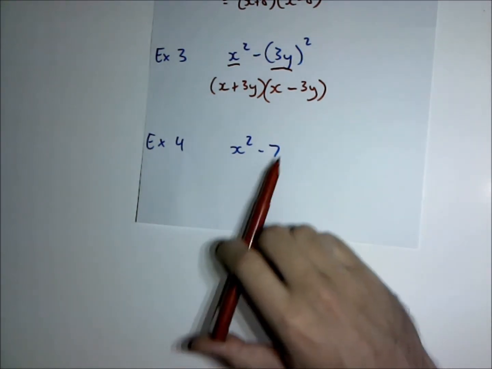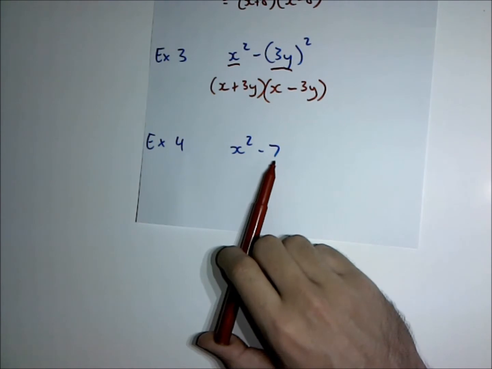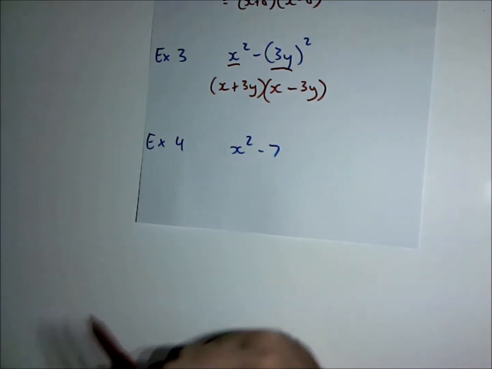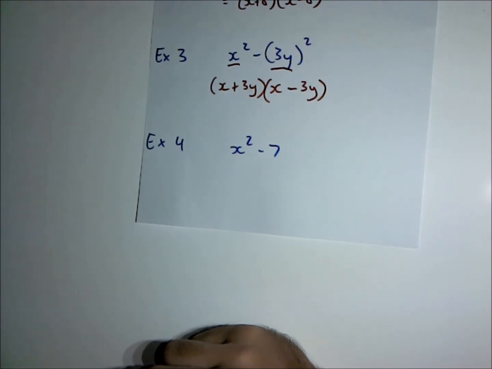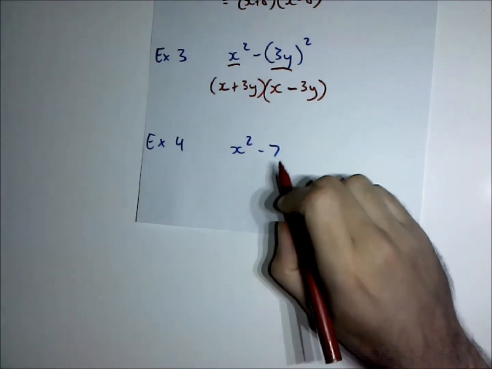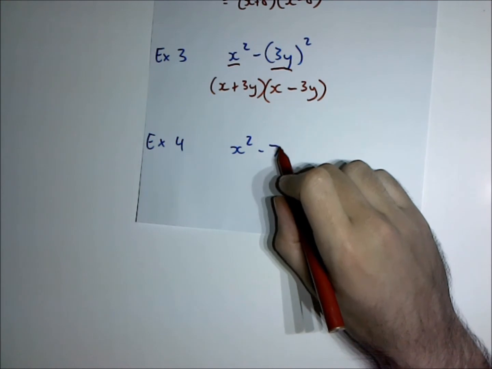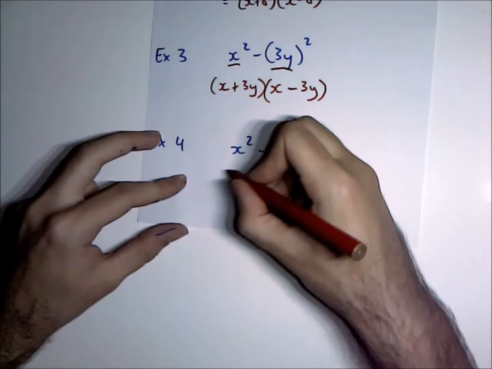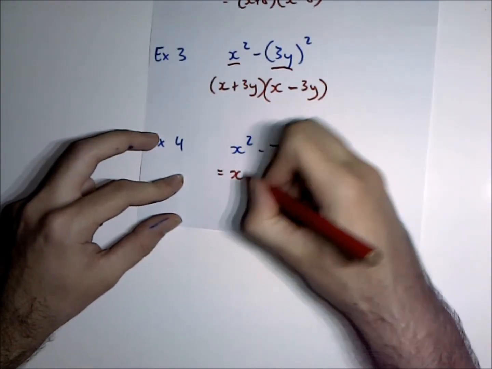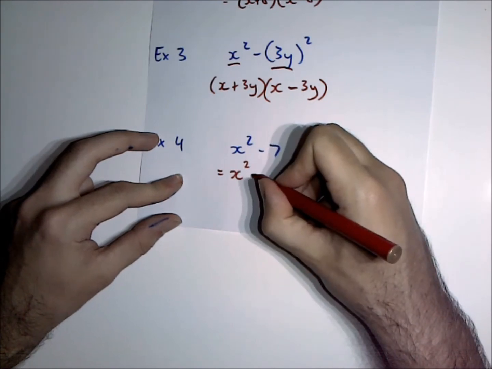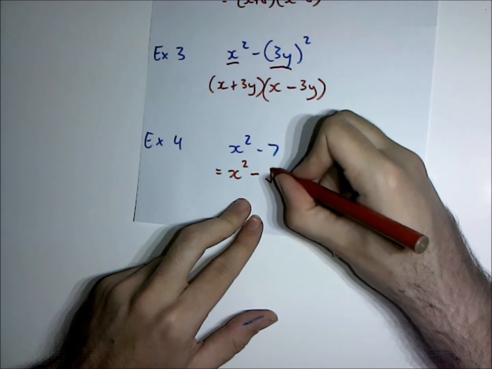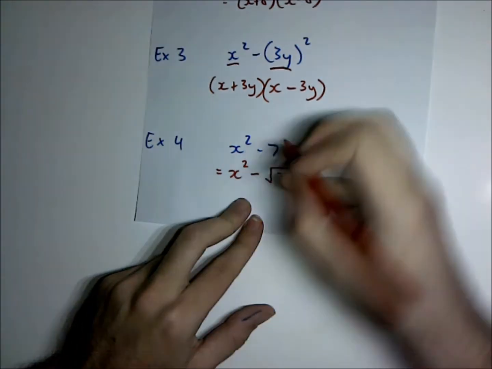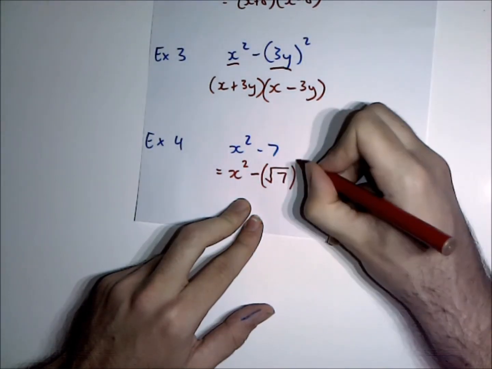sometimes your number, like in this example here, is not a square number, and what you need to do is force it to be a square number so that you can factorize it. In order to force it to be a square number, we can take the square root of that 7. So I'll rewrite out the x squared first, and then I'm going to square root the number 7, and then square the whole thing.